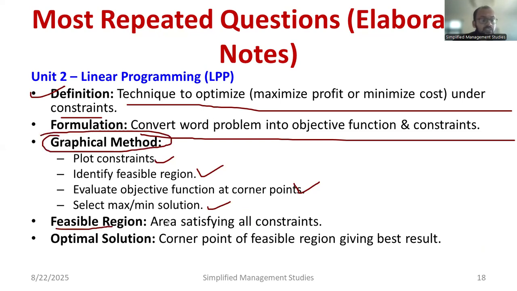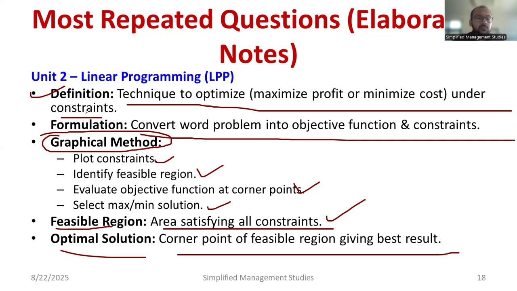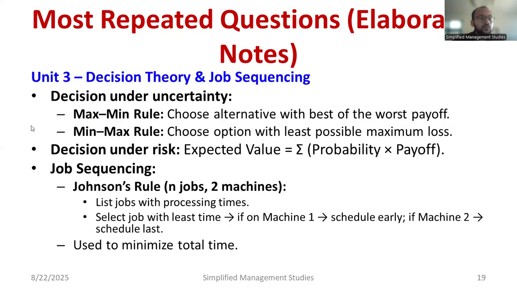If I talk about the feasible region, the area satisfying all the constraints is called the feasible region. You can take a decision based upon the feasible region. The optimal solution is the corner point of the feasible region which gives the result. That is called the optimal solution. I hope you understood unit number two.